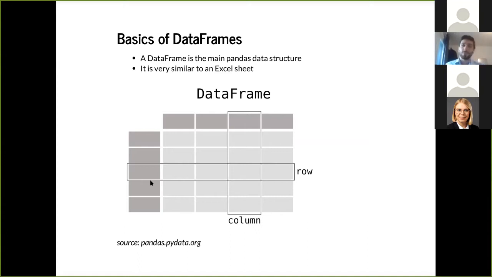So the central part of Pandas is the data frame. It's the main data structure of Pandas. When you read data into Pandas, you will have a data structure, a data frame. And the data frame is basically an Excel sheet. It's very similar to an Excel sheet. It has columns and it has rows. It has names for each column. So most of the time, you're going to be working with a Pandas data frame. This picture is from the Pandas official documentation website.